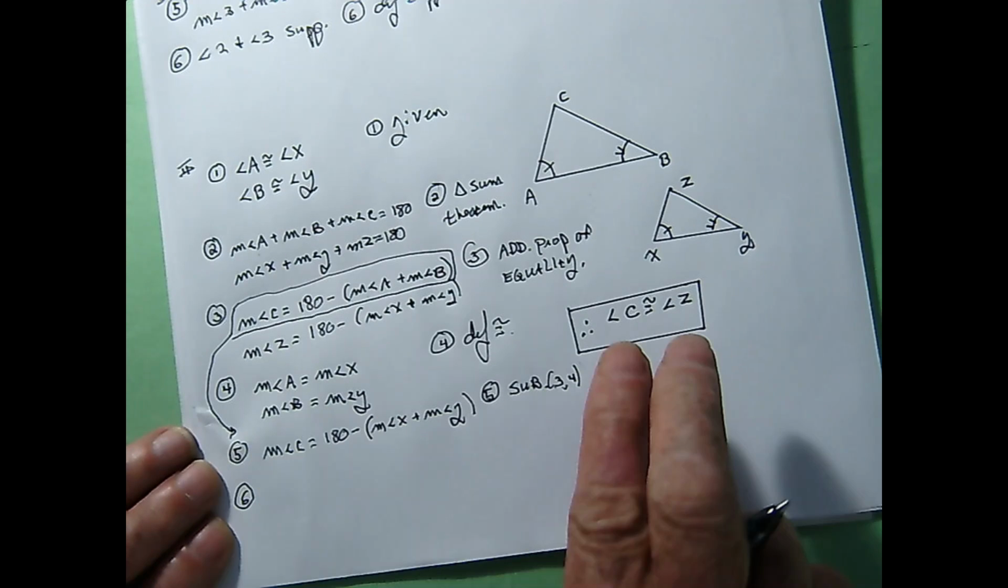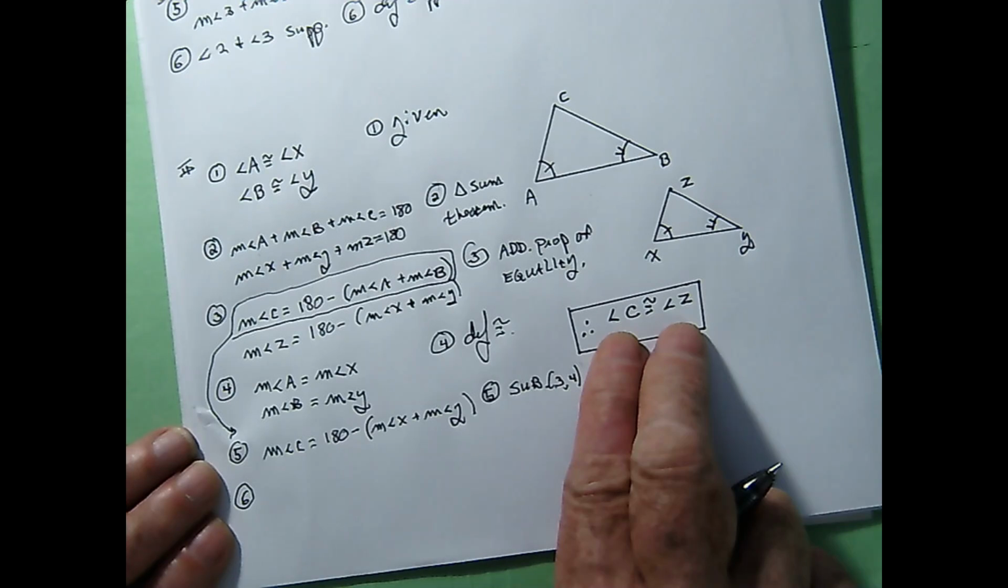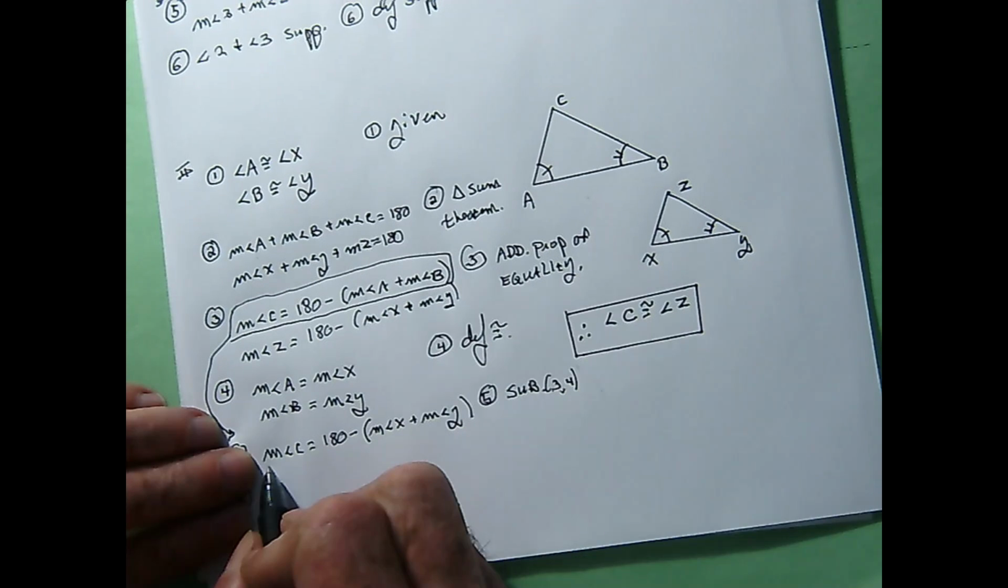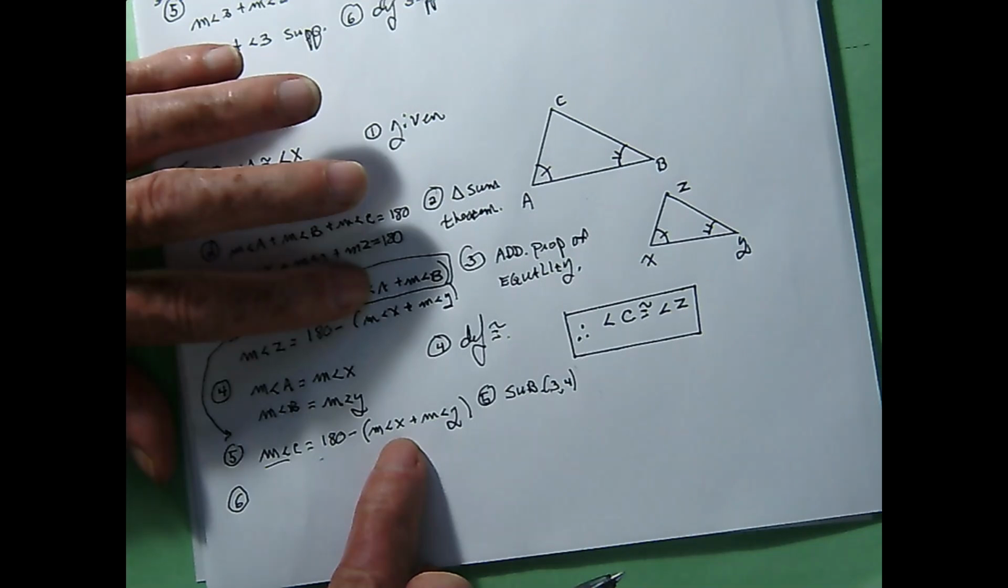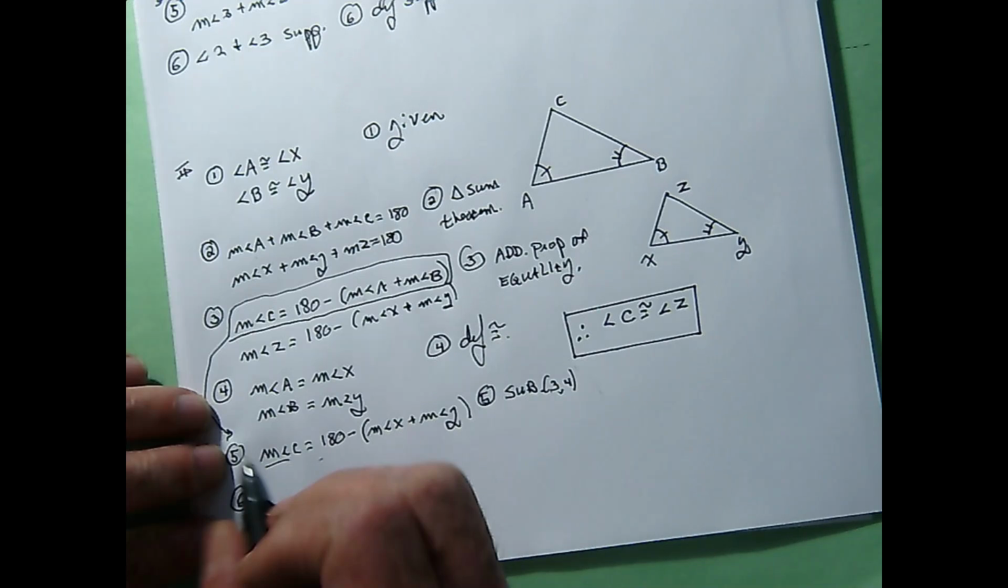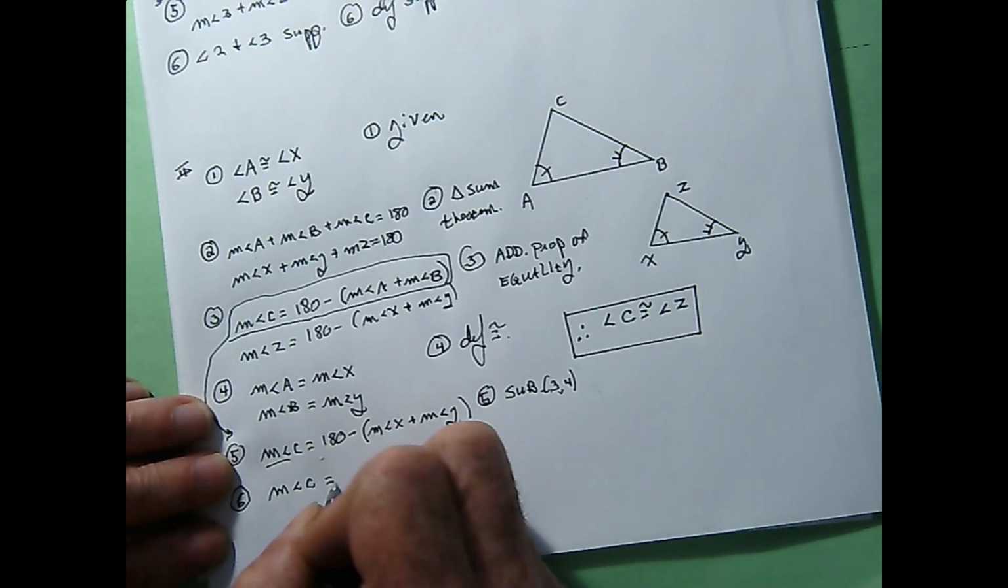Reminding you, I want to end up with angle C and angle Z being congruent. Look what I have. Angle C is 180 minus X plus Y. And angle Z is equal to 180 minus X plus Y. Wow, I've got these two things equaling the same thing. Therefore, I think they must equal each other. I'll make that bold statement. The measure of angle C is equal to the measure of angle Z.